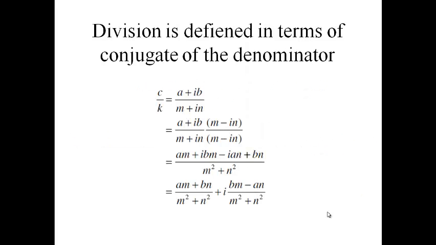Division is also done in complex numbers. c by k, where c is a complex number and k is again a complex number. For this division, we have to multiply and divide by the conjugate of the denominator, and as usual multiplication can be done, put i square equal to minus 1 and separate it into the real part and the imaginary part.